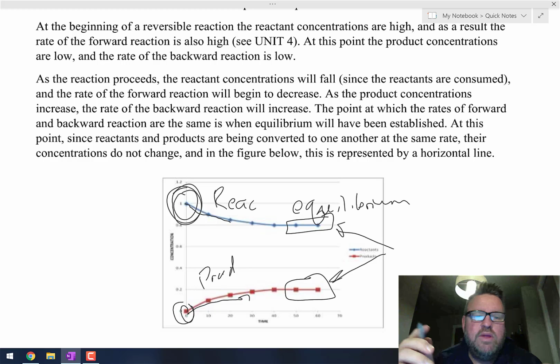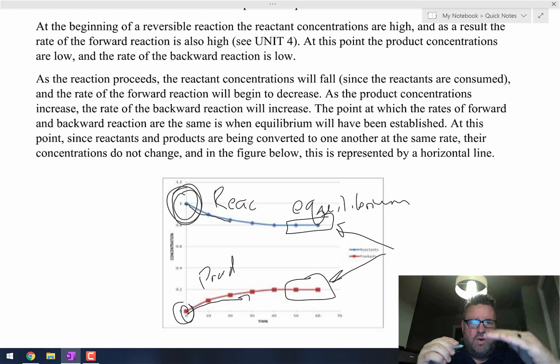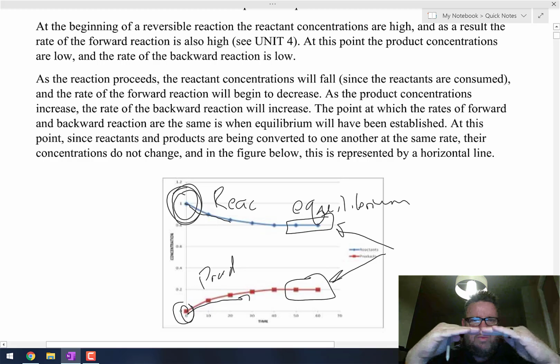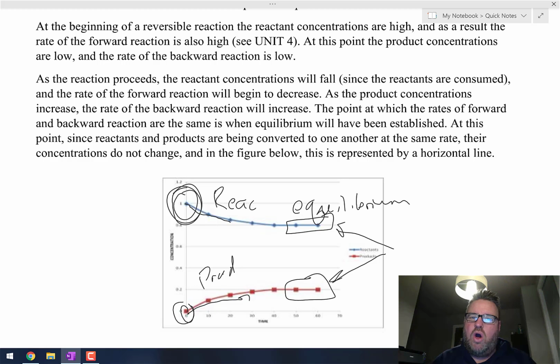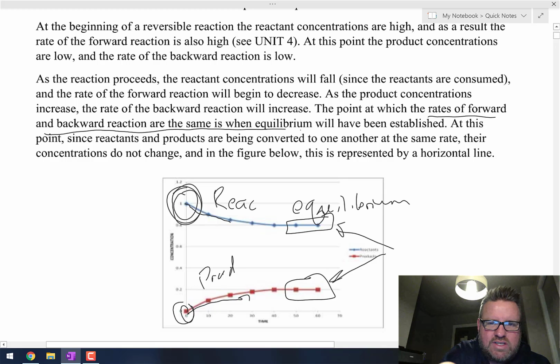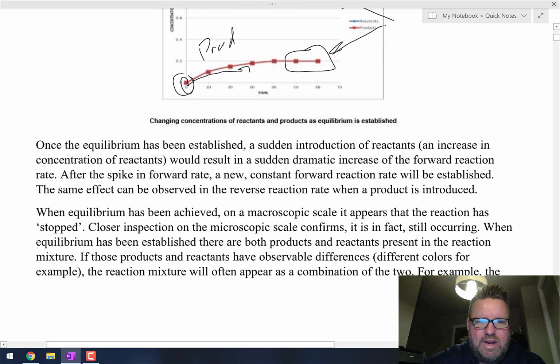But eventually the rate of the forward reaction is going to start to slow down, and the rate of the reverse reaction is going to start to speed up, and eventually you're going to get to a point where those two equal each other. And when they do, now you are at equilibrium. Technically you could have the same amount of reactants and products, but probably not, usually you don't. We're going to see that in probably our next video. But the rates of the forward and the reverse reaction are the same once equilibrium has been established.